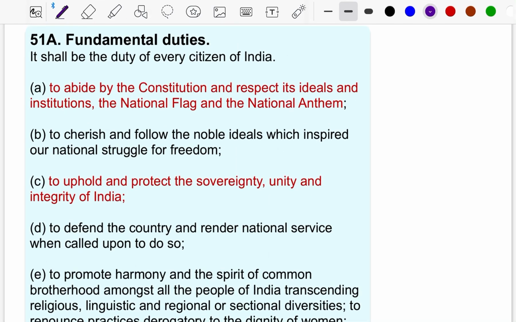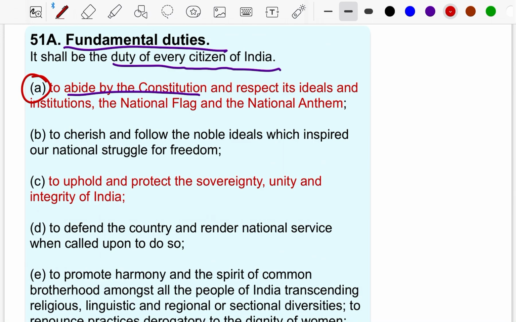Okay. So, fundamental duties are available to every citizen of India. It's a duty of the citizen to follow it. The first fundamental duty says to abide by the constitution and respect its ideals and institutions, the national flag and national anthem. It means we have to abide by the constitution. One very important thing: those written in red color are indirectly enforceable. I told you earlier, right? So keep this in mind.